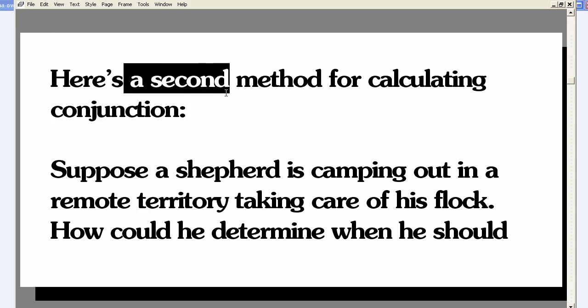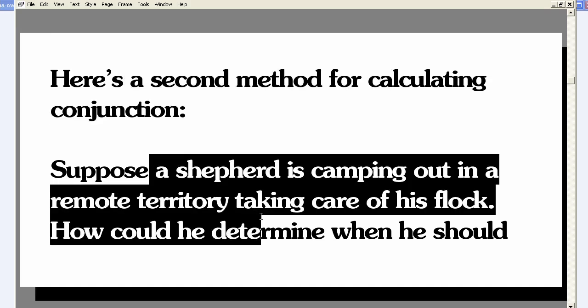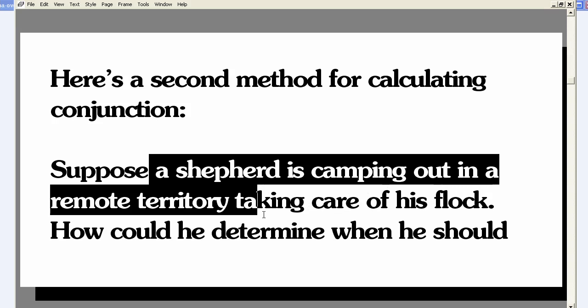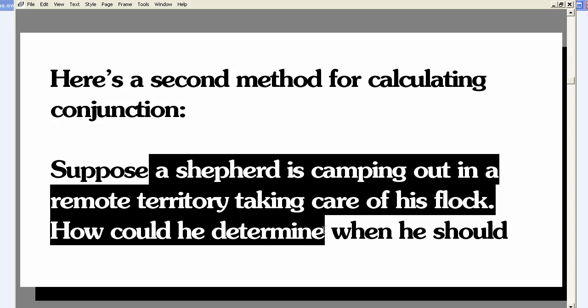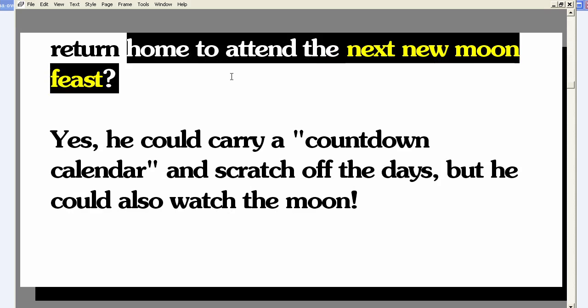Here's a second method for calculating conjunction. Suppose a shepherd is camping out in a remote territory, taking care of his flock, like the shepherds when Jesus was born, when the angels came and told them the Savior had been born. So how could the shepherd determine when he should return home to attend the next new moon feast?